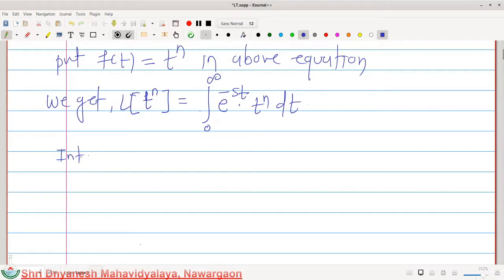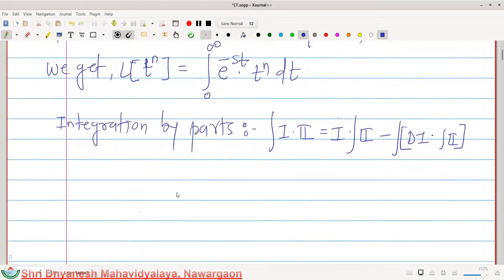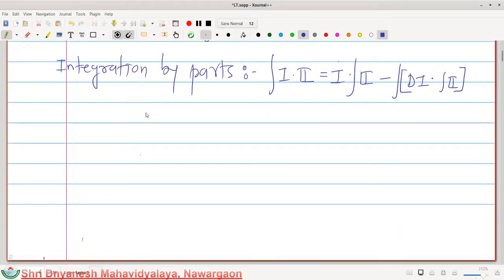In integration by parts, what is that? Integration of first into second function is equals to first into integration of second function minus integration of derivative of first function into integration of second function. Okay, and how will you determine which one is first function and which one is second function? From LIATE rule.